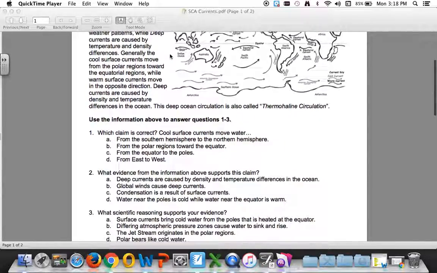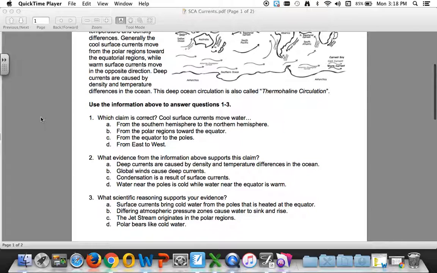Number 1. Which claim is correct? Cool surface currents move water A. from southern hemisphere to the northern hemisphere, B. from the polar regions toward the equator, C. from the equator to the poles, D. from the east to the west.